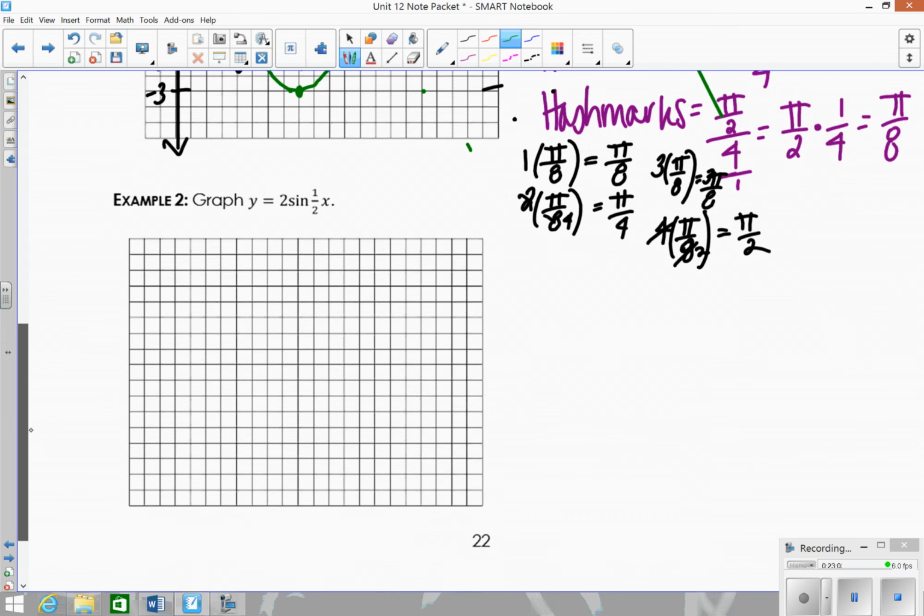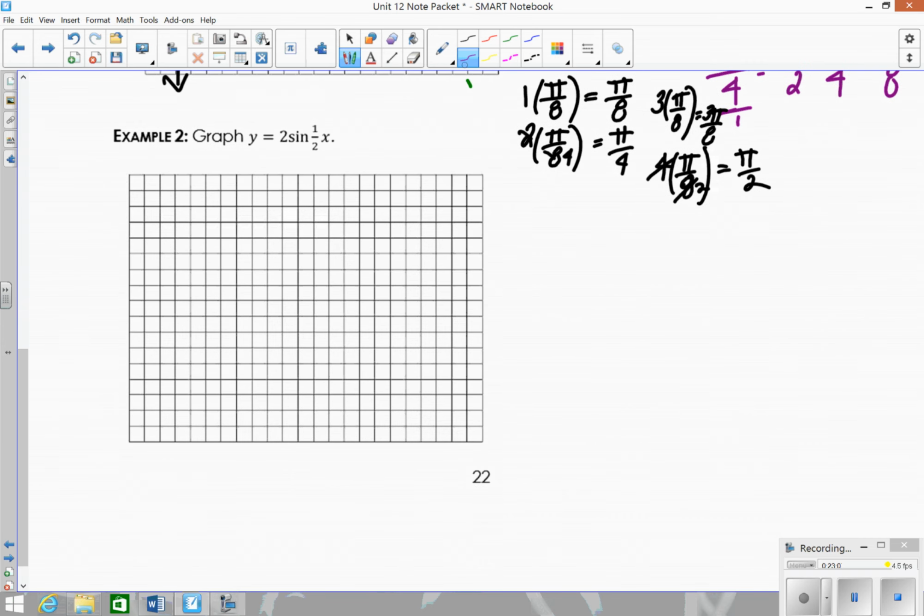So same idea with this one. Look at the numbers that we get. So we have 2 and we have 1/2. So the 2 is the amplitude. So that tells me that the highest and lowest points will go up 2 and then down to -2. So the amplitude is 2.